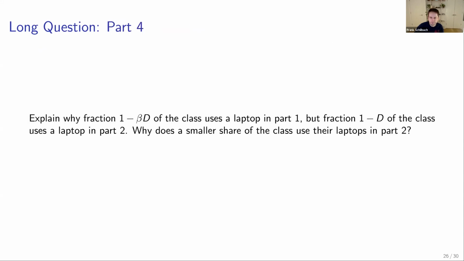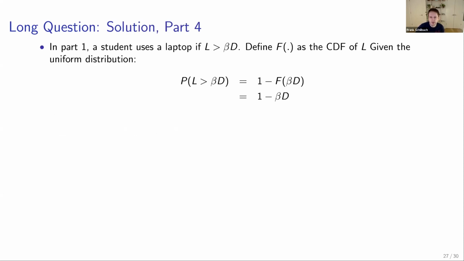Okay, so now we're essentially comparing part 1 and part 2, and I'm going to look at what fraction of people are actually using the laptop. So we can do the math version and think about why that answer makes sense. In part 1, a student uses the laptop if L is larger than beta times D.